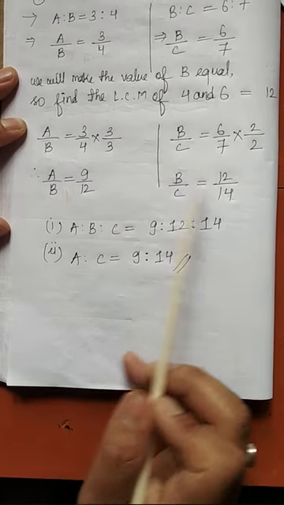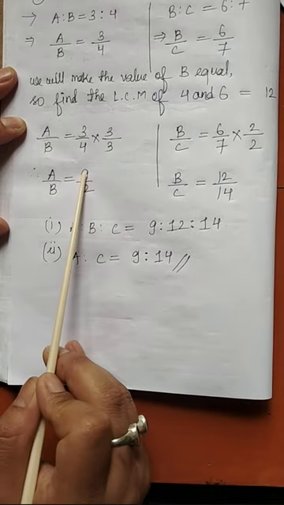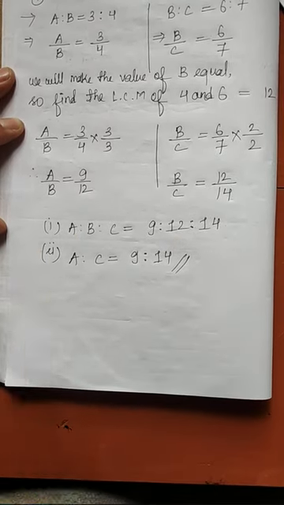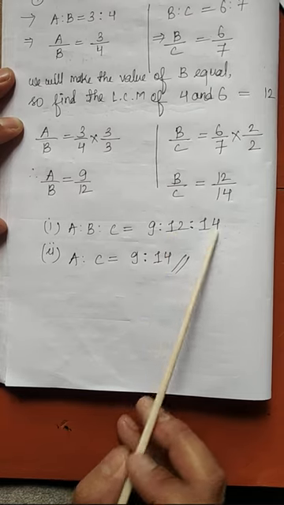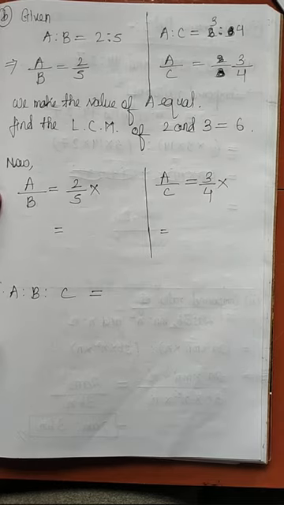Once this is done, then simply I can write A is to B is to C will be 9 is to 12 is to 14. And the second question was A is to C. A is to C will be just 9 is to 14. Okay, so pause the video to note down.